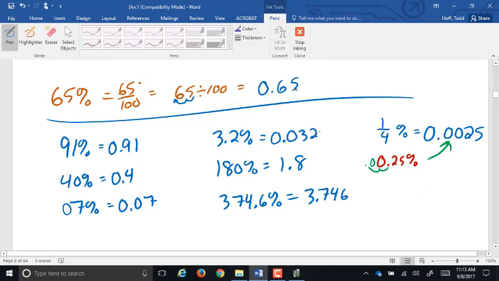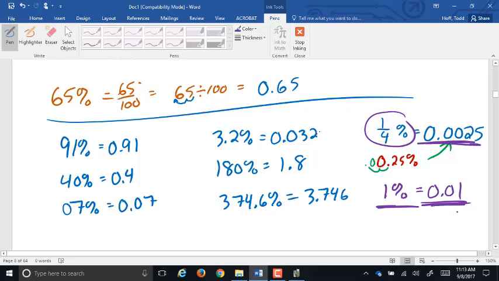When we calculate with percents, one thing I kind of preach a little bit is benchmarks. One benchmark is 1%. What's 1% as a decimal? 0.01. 1/4%, of course, is smaller than 1. So 1/4% has to be smaller than 0.01 when we turn it into the decimal.